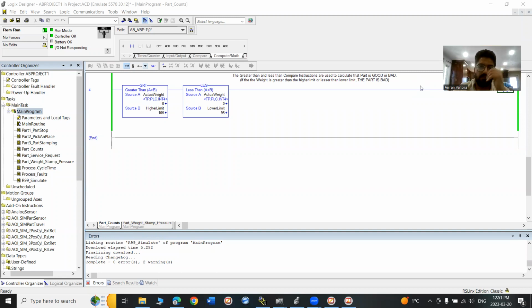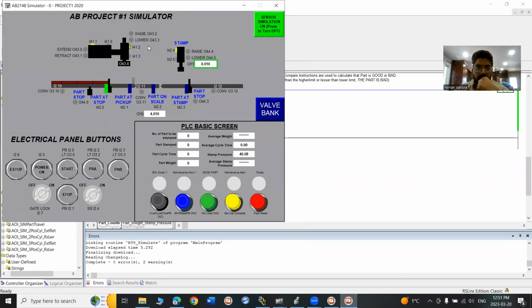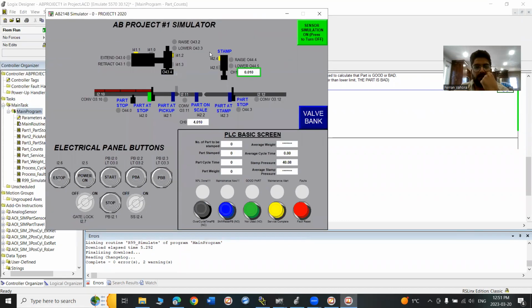So first of all, I will show you my basic HTML script that I have created and how I have allotted addresses to different tags. First of all, you can see that for the number of parts to be stamped, according to the shift counts, I have taken this input integer tag. How many parts are stamping?